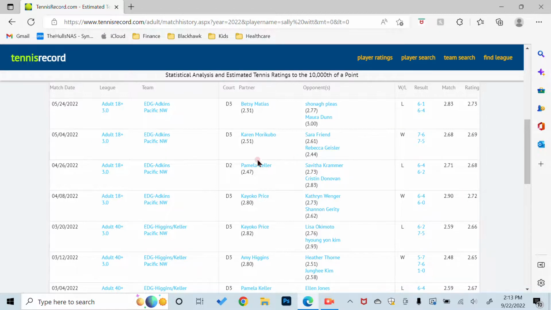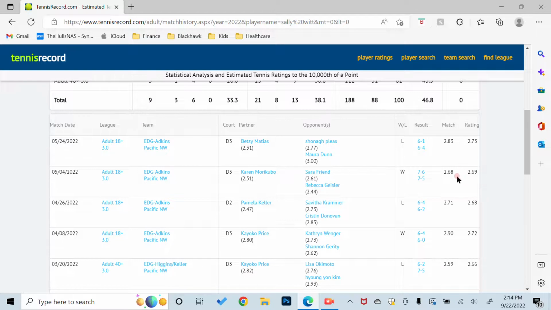Okay. The very next match, she played with somebody who was a 2.47. She played against somebody who was a 2.73, a 2.83, and they did end up losing. They lost in 2 sets. So her rating did drop a little bit, right? The next match she won. Again, you can see what her partner's rating is, who they played against, and then you can see the ratings. But you can kind of see the ratings go up and down based on each match that they play. Okay.